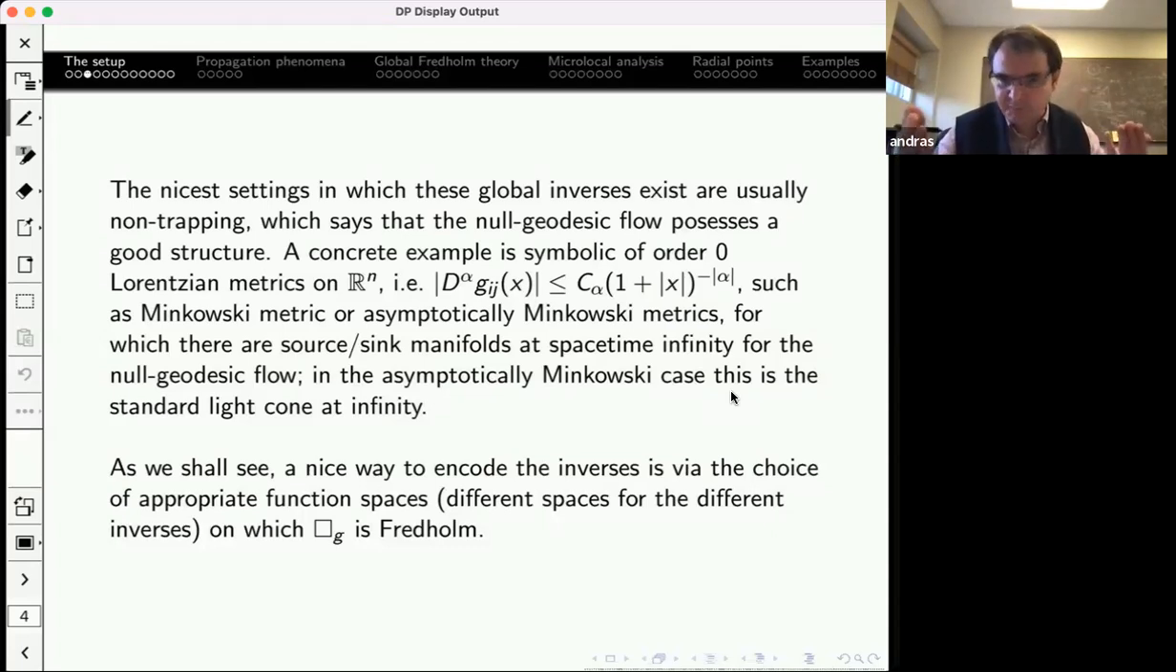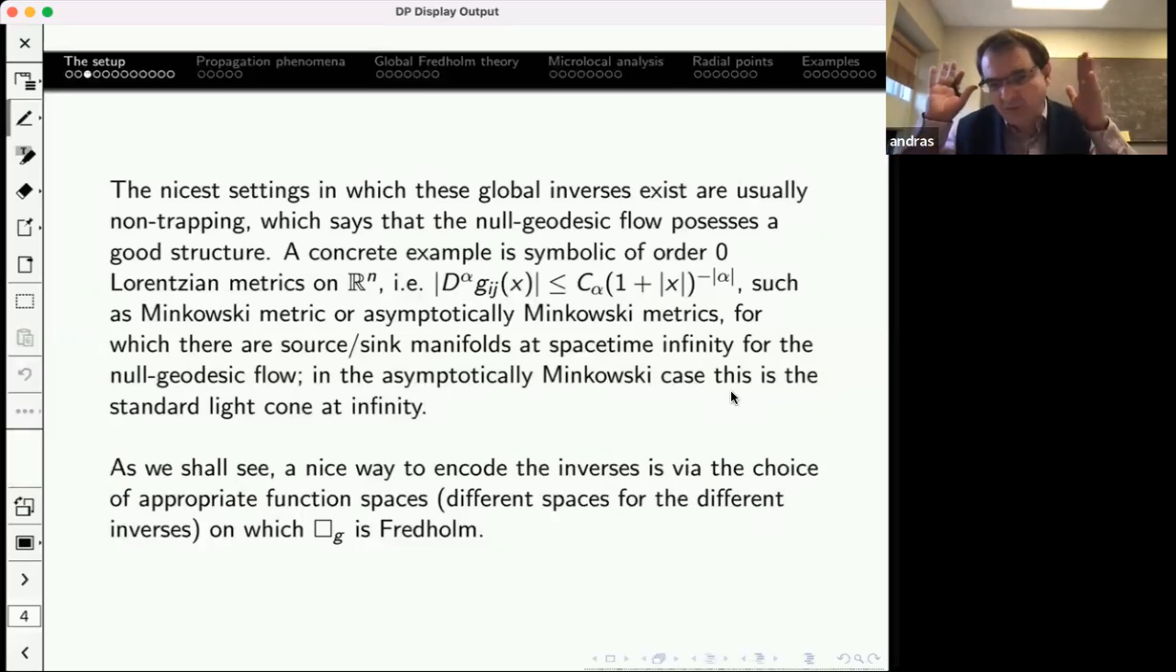There will be, in phase space, so the cotangent space, but it's always phase space that matters here, this null geodesic flow, the Hamiltonian flow, will have a good structure, like a source-sink structure. In the asymptotically Minkowski case, this would be the light cone at infinity, or more precisely, its conormal bundle in the appropriate sense.